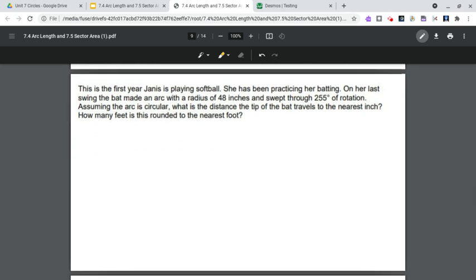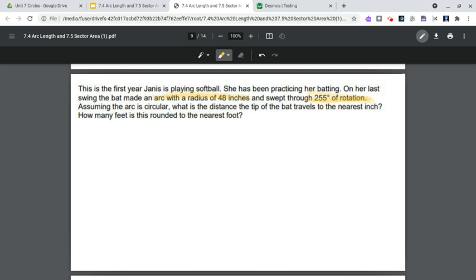This is the first year Janice is playing softball. She has been practicing her batting. On her last swing, the bat made an arc with a radius of 48 inches and swept through 255 degrees of rotation. Assuming that the arc is circular, what is the distance that the tip of the bat travels to the nearest inch? And how many feet is this rounded to the nearest foot?